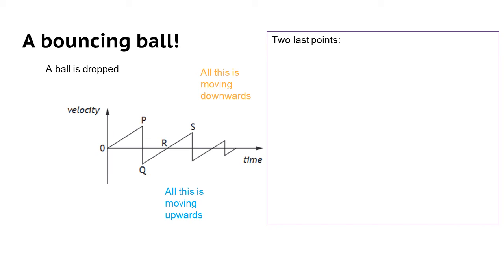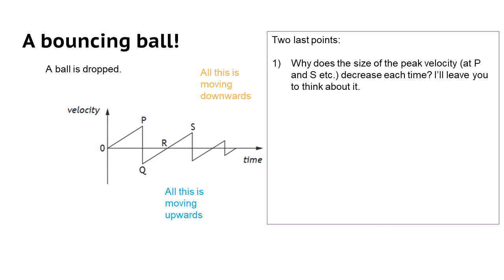Right, I've got two last points here. One of them is about physics and one of them has nothing to do with physics. The first one is just a question to set you. Why does the size of the peak velocity, which is basically at P and S, so the highest velocity, decrease each time? It does it both on the positive side at P, S, and also on the negative side, Q, there and there. But I'm going to leave you to think about it. I won't give you an answer at the moment. You can maybe put in a comment in Google Classroom if you think you know the answer. Otherwise, we'll talk about it when we get back to school.